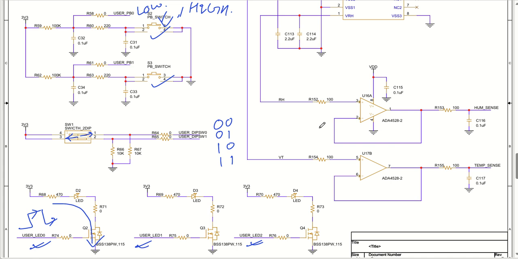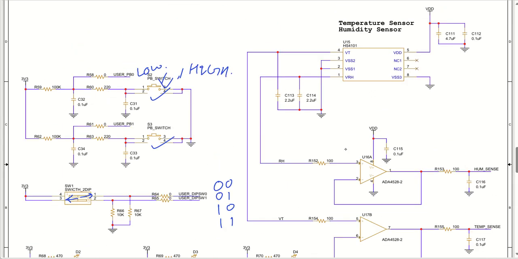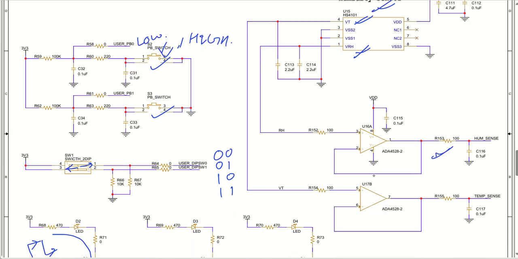Now let us talk about a very nice example of a temperature sensor and humidity sensor. This particular IC is taken from Renesas, the HS4101. It has an inbuilt temperature sensor as well as humidity sensor, and you can see those two signals coming in, getting buffered and then filtered, and after that going to the ADC pins for the humidity sensor and temperature sensor. This is a very nice application for any motor driver or any other thing where there is a temperature sensitivity requirement or temperature monitoring is needed.